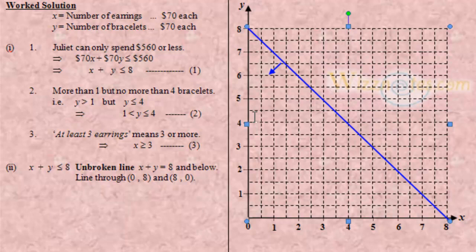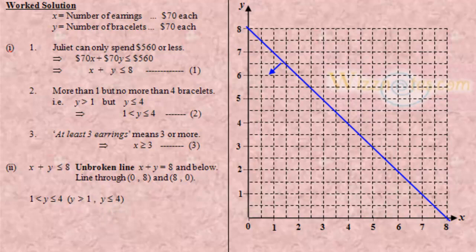Now for the second inequality, our second inequality is this one, right? What is the meaning of this? It's a combined interval, but we can separate them because really it's two lines we have. We have the region where y is greater than 1, and we have the region where y is less than or equal to 4. So we're going to look at the y greater than 1 first.